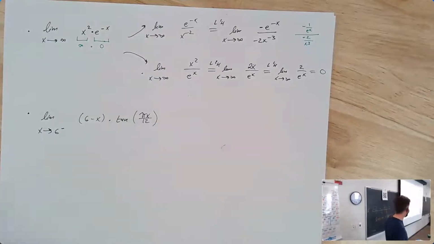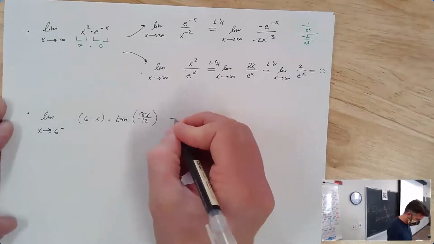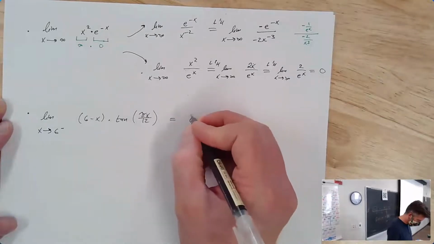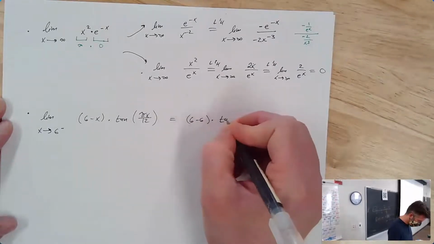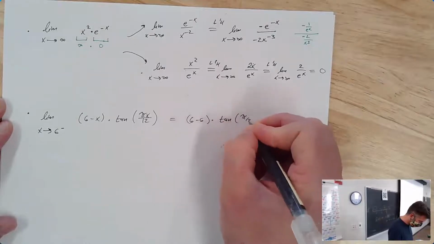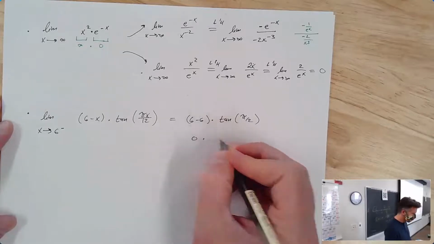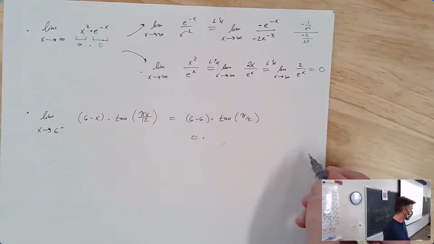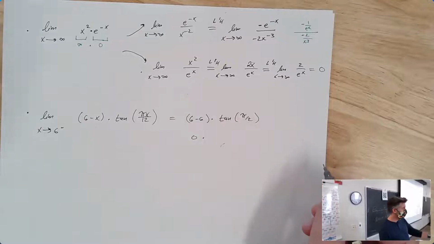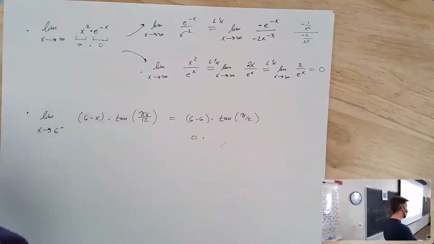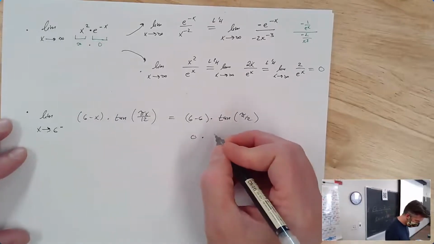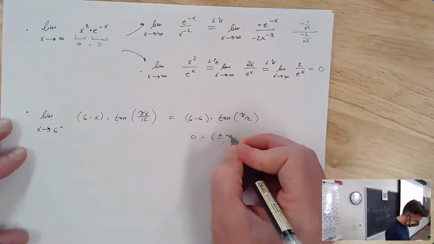So if I plug in 6, what do I get? Plugging in 6, I get 6 minus 6 times tangent of pi over 2. 6 minus 6 is 0. And what's tangent of pi over 2? Now, tangent of pi is 0 and tangent of 0 is 0. The tangent of pi over 2 is where you have a vertical asymptote. Tangent of pi over 2 is some sort of infinity.